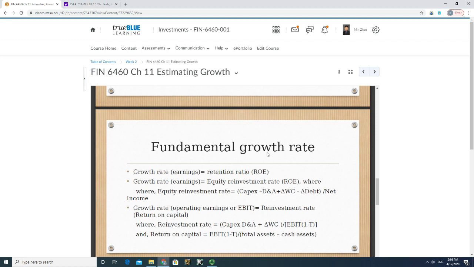So compare this with the previous one, you see, hey, the change in debt actually is included in this operating earning-based calculation, then divided by after tax operating earnings. That is profit belonging to both shareholders and debt holders. And return on capital equals after tax operating income, EBIT times 1 minus T, divided by total assets. And if the company has lots of cash assets, then you need to use net total assets: total assets minus cash assets.